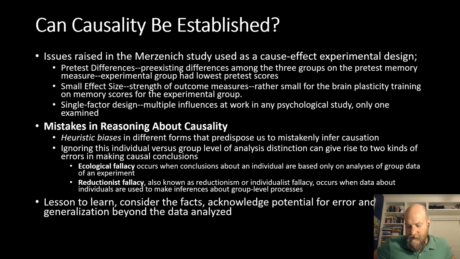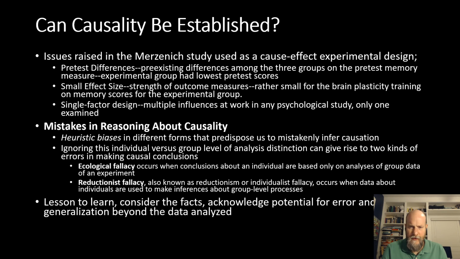So let's come back around to what's considered the essential strength of a true experiment, which is, can causality be established? Can we make valid claims about cause and effect based upon scientific research like this? There are certain issues that were raised in the Merzenich study on brain plasticity that were presented in a way that talked about cause and effect and whether or not it was really valid.